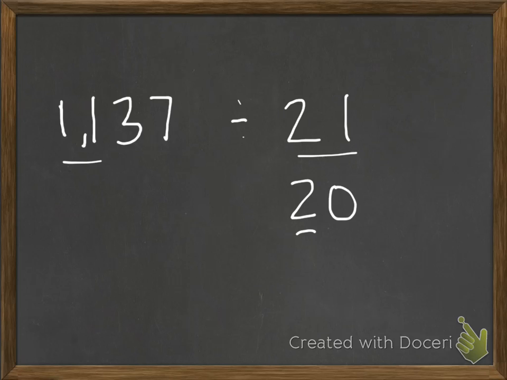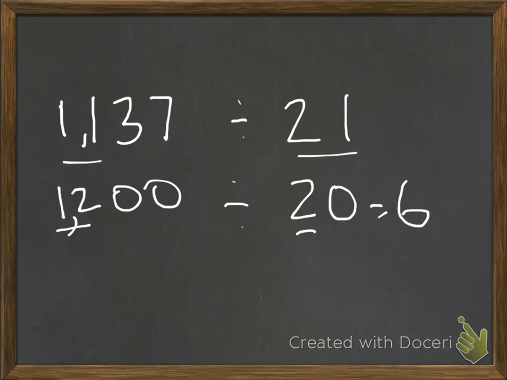If I was counting by 2's, I know 2, 4, 6, 8, 10. 12 gets me closest to that 11. So I round this to 1,200. And I take that 1,200 and divide it now by this 20. I look at my basic fact now. 12 and 2 are compatible. 12 divided by 2 equals 6.